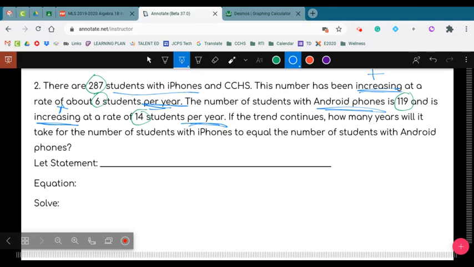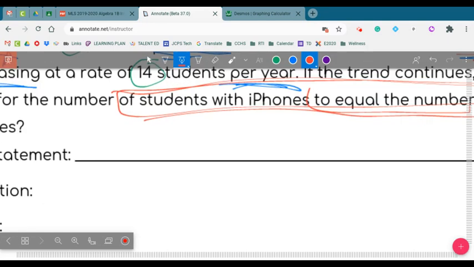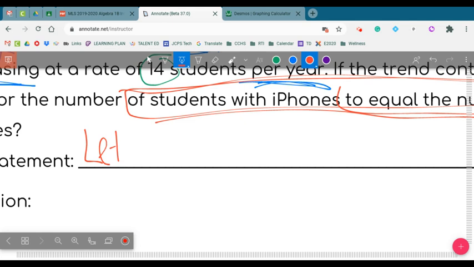So we want to know how many years will it take for the number of students to equal the number of students. So we have to end up with the same number of phones. We're trying to figure out how many years, so let x equal the number of years.